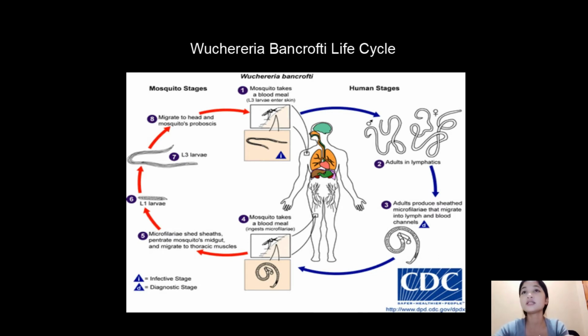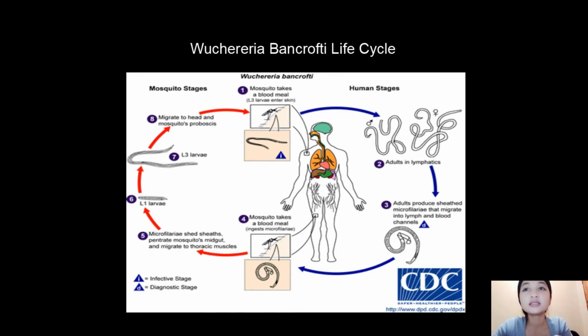so as you can see, the mosquito takes a blood meal. During a blood meal, an infected mosquito introduces third stage filarial larvae onto the skin of the human host, where they penetrate into the bite wound. Next, these larvae develop into adults that commonly reside in the lymphatics.